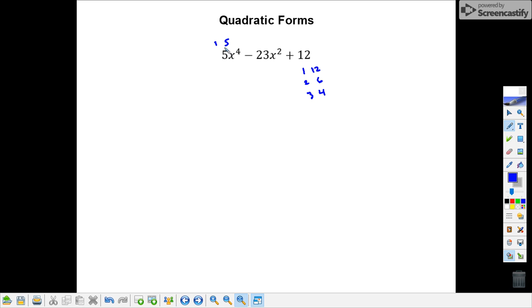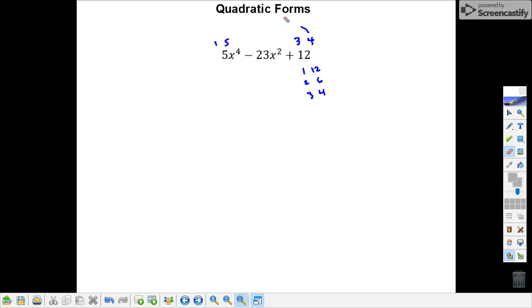So we want to figure out which pair to match up with 1 and 5 so that they add up, because this is a plus sign, add up to 23. So let's say we try 3 and 4. Well, I could match up this 1 with the 4 and get 4, and then the 5 with the 3, and I get 15. That doesn't quite work. So I'm going to try pairing them differently.